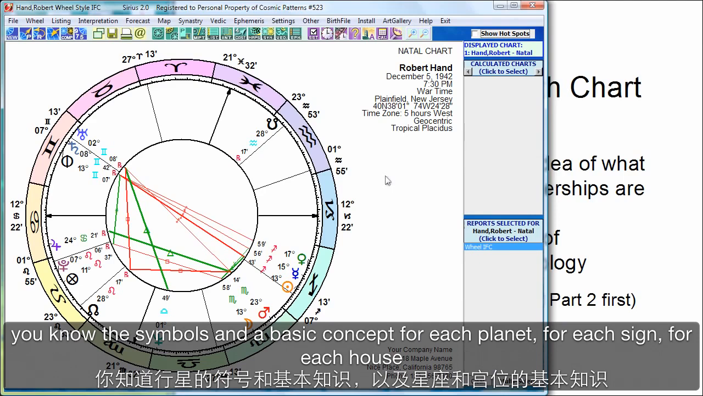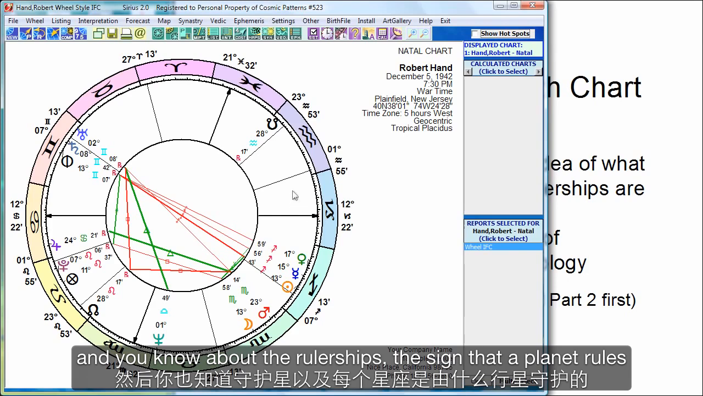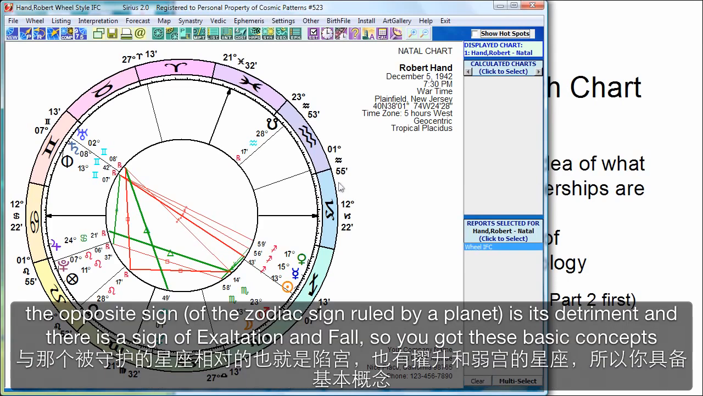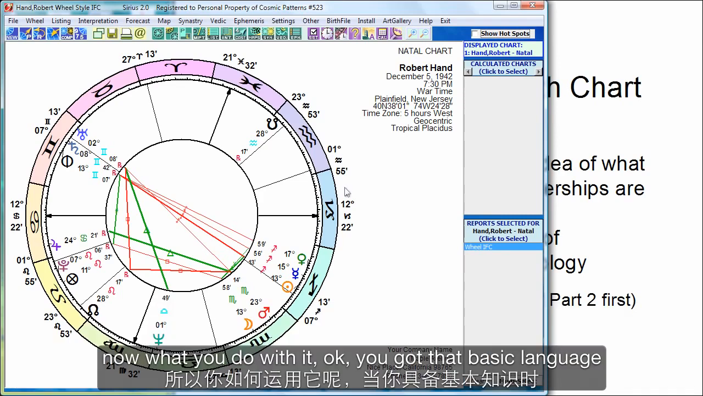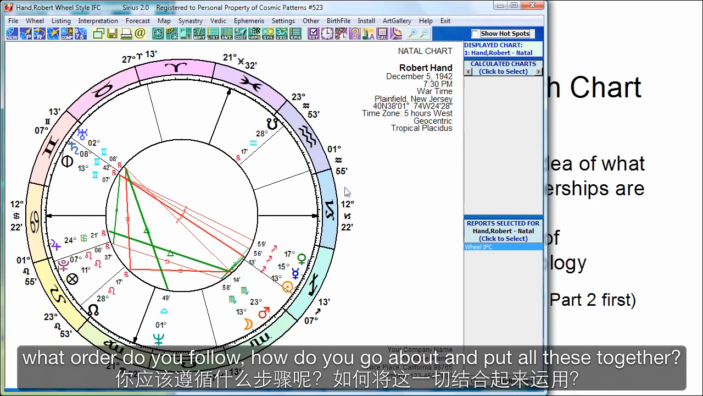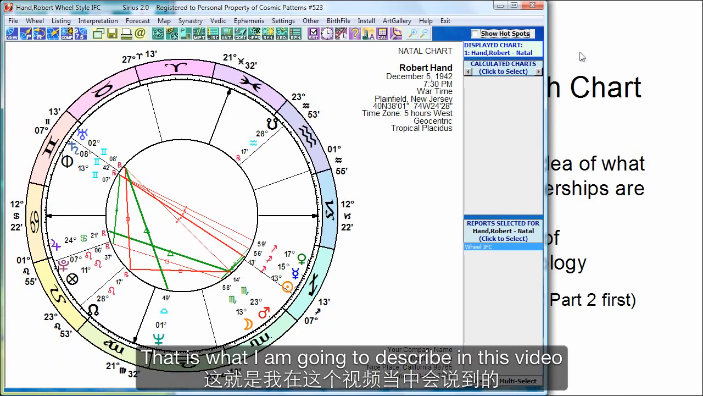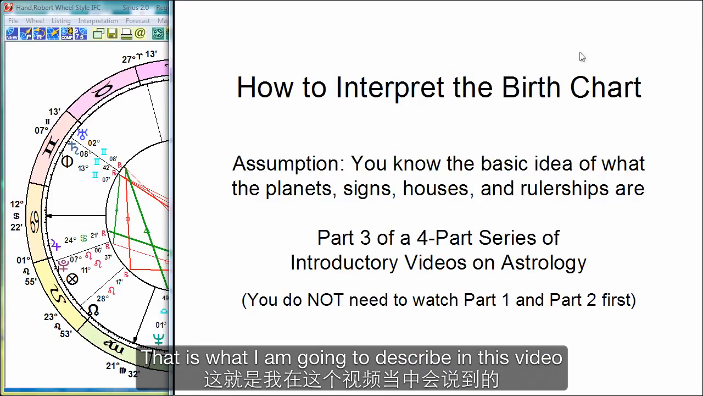You know the symbols and a basic concept for each planet, for each sign, for each house, and you know about the rulerships. The sign that a planet rules, the opposite sign is its detriment, and then there's a sign of exaltation and fall. So you've got those basic concepts. Now what do you do with it? Okay, you've got that basic language. What order do you follow? How do you go about and put all this together? And that's what I'm going to describe in this video.